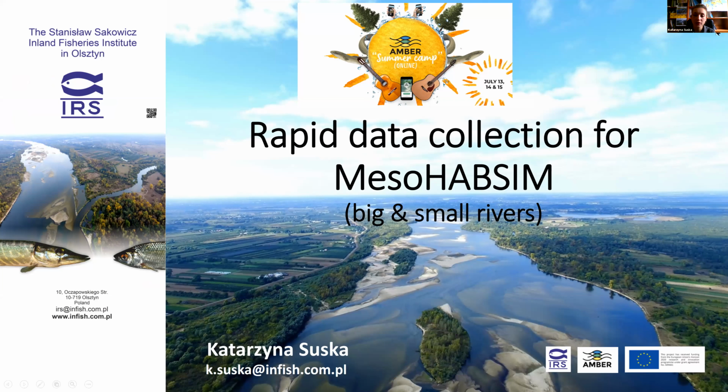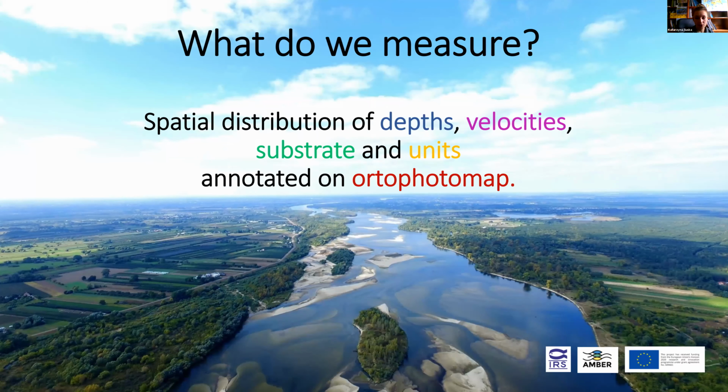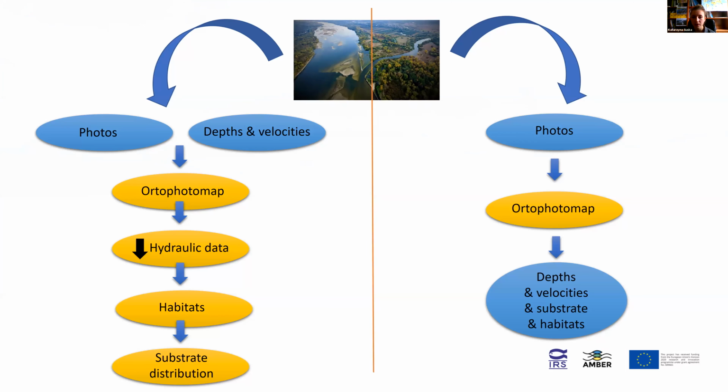Thank you. I would like to present how we can collect the data rapidly for the Mesohabsim model, for big and for small rivers. So, what do we measure? We measure the depths, measure velocities, we determine the kind of substrate, characterize hydromorphologic units, and it's annotated on an orthophoto map. We have two ways to do this, on large rivers and on small rivers.